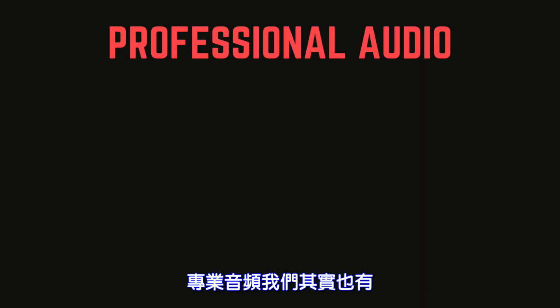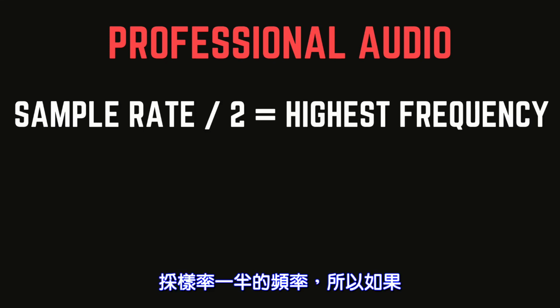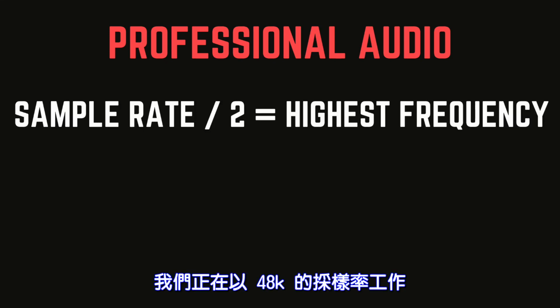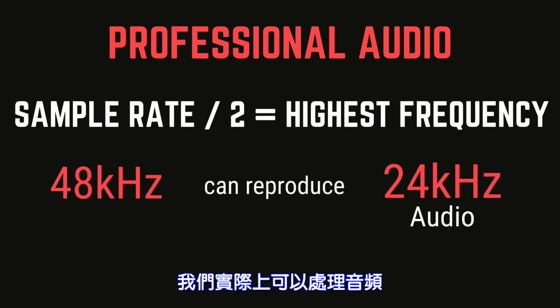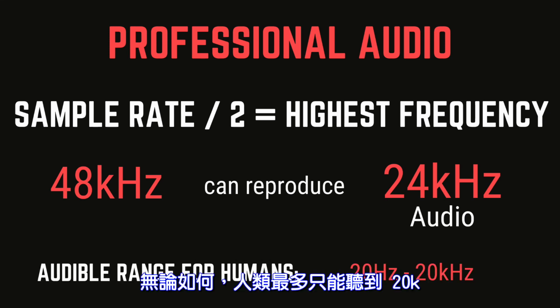And in professional audio, we actually have a very similar situation because we are working with a fixed sample rate, which can at a maximum accurately describe a frequency of half the sample rate. So if we are working at a sample rate of 48K, for example, we can handle audio frequencies ranging up to 24K, which should be more than enough because humans can only hear up to 20K anyway.